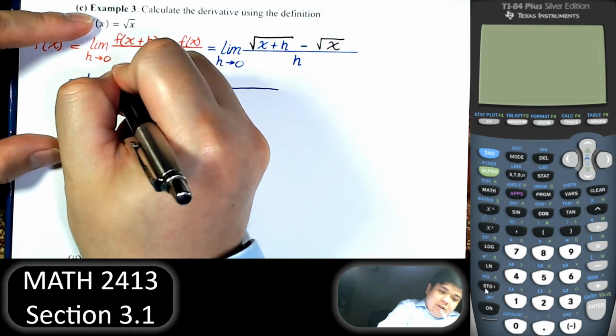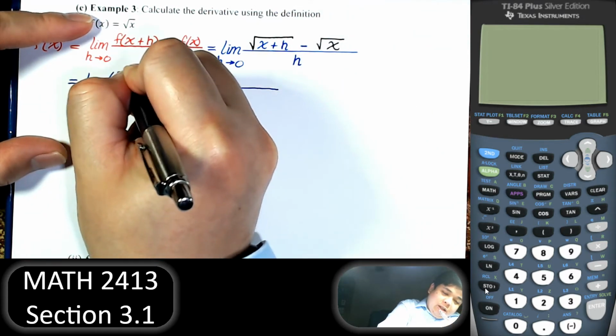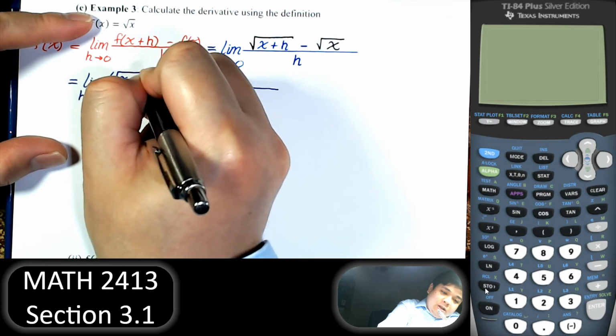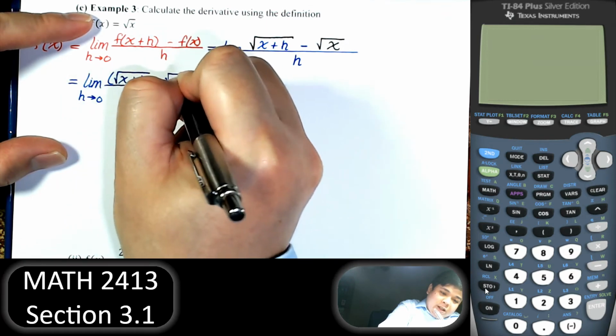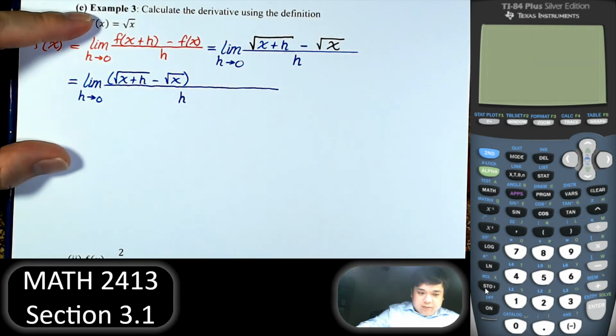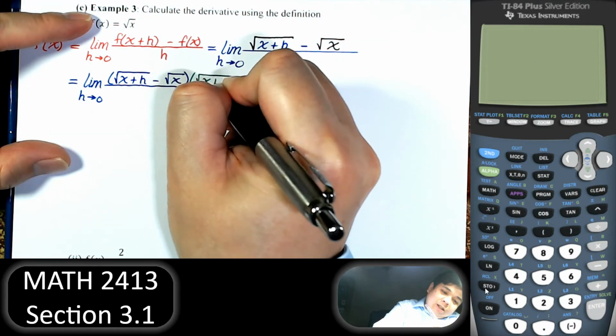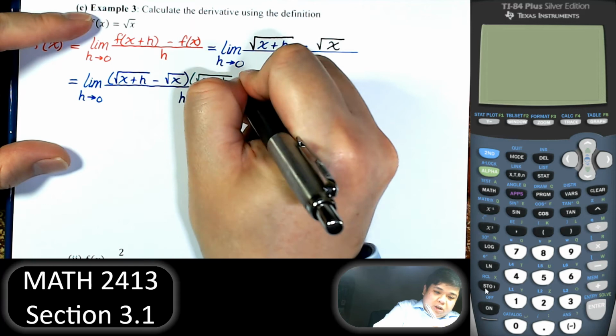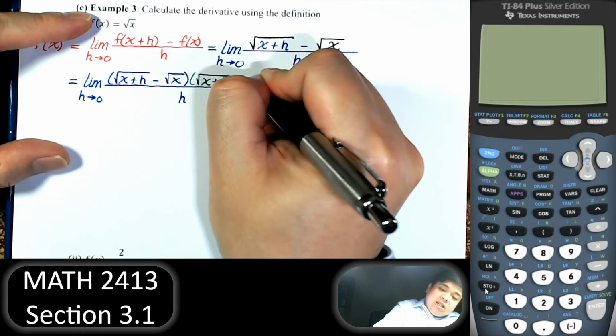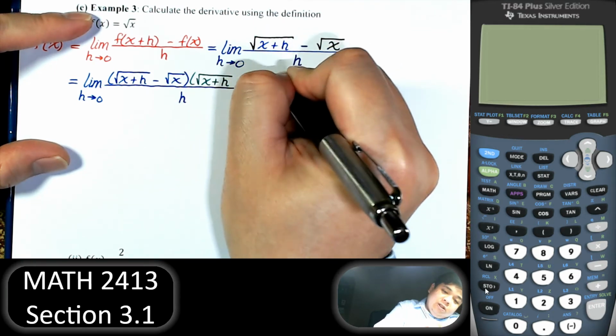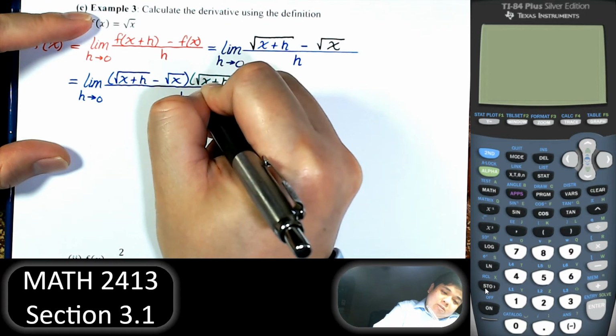Right, the top is the square root of x plus h minus the square root of x. The conjugate is the same thing, but with the opposite sign in the middle. So multiply that top and bottom.